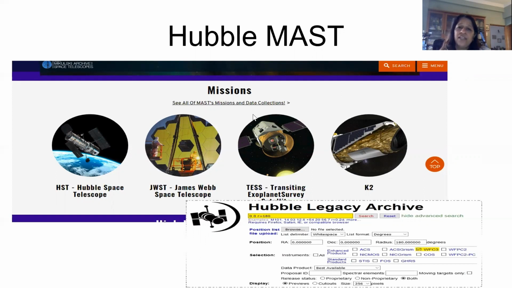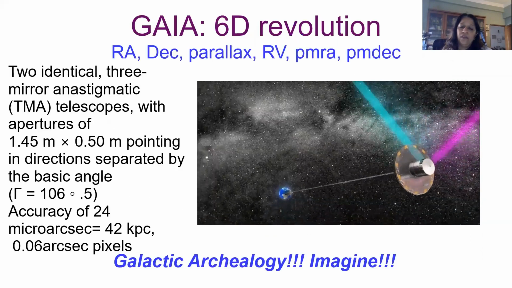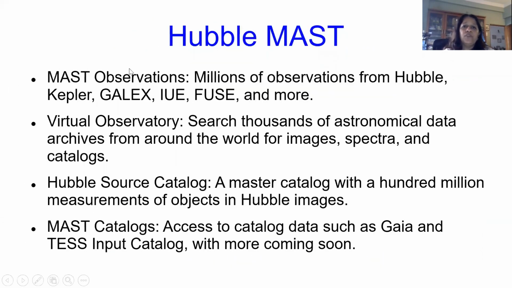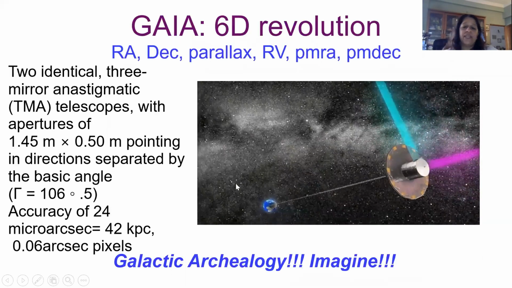The other archive which I'd like to show you is the one that we have over here. Like I mentioned, the MAST archive has Hubble, Kepler, GALEX, FUSE, etc. And you have the Hubble Source Catalog, and you have various catalogs also available at this website.